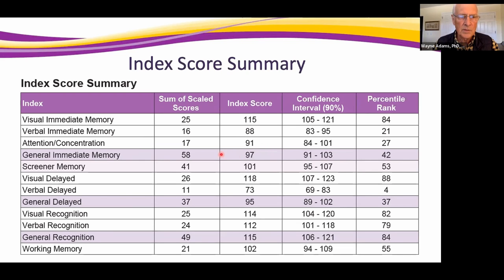So we're going to skip screener. Dave will talk a little bit more about that in a minute, or several minutes. We have visual and verbal delay, which actually traces what we found with immediate. Namely, the visual is notably better and the verbal is notably weaker. And again, the discrepancy tables show that that happens in 2% or fewer of the standardization group.